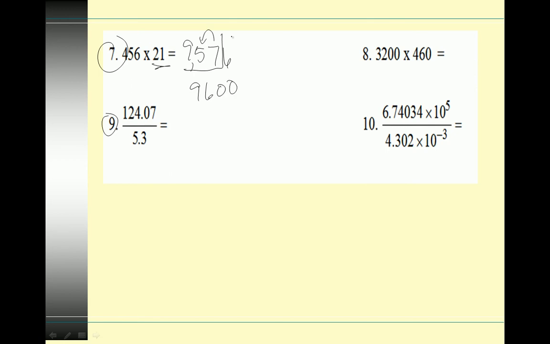So I need to do that, and that will have 2 sig figs. By the way, this guy has 1, 2, 3, 4, 5 sig figs. This guy has 2 sig figs, so my answer should have how many? 2 sig figs. So clear. Oops, on. 124.07 divided by 5.3. My calculator says 23.409433, but I know I round to 2 sig figs, which would be 23.